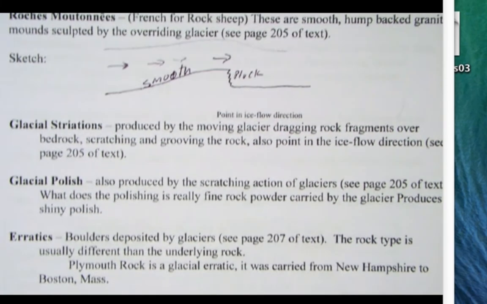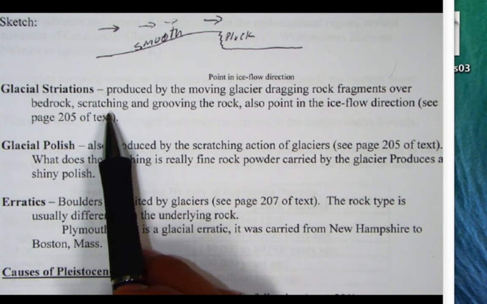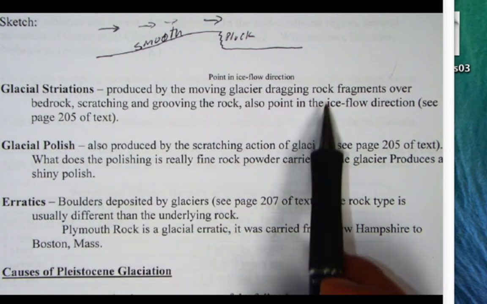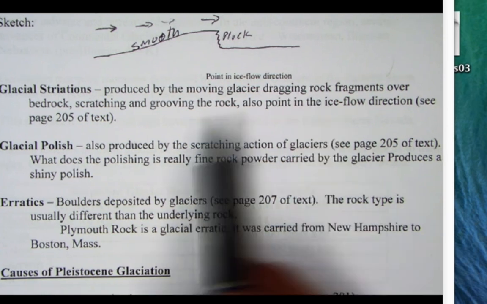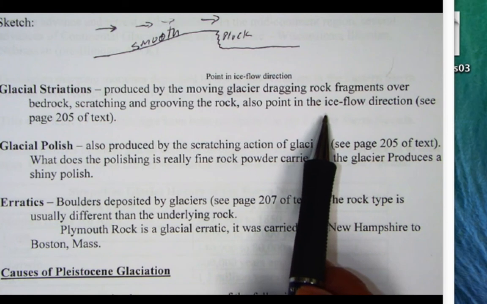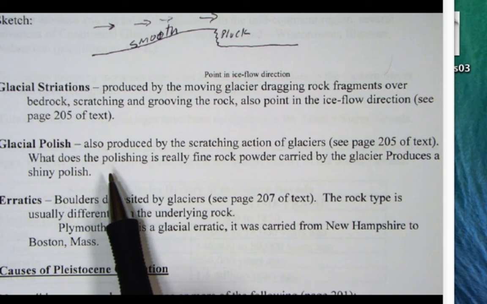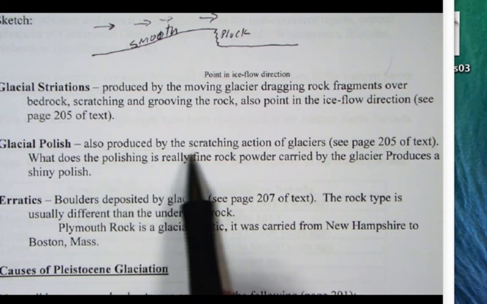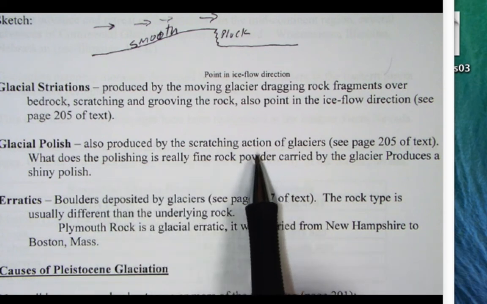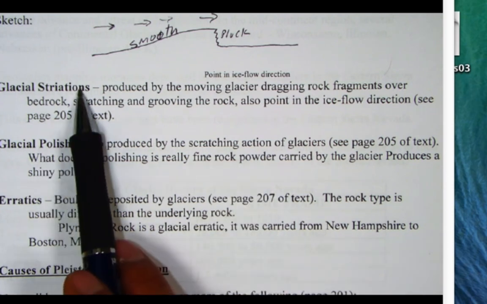Other features that are common in glaciated landscapes include the striations, produced by moving glaciers, and really they're dragging the rock fragments, the sand, the silt, scratching and grooving the bedrock. And they also point to the flow direction of the ice. So there's a couple of pictures of that in your textbook as well. And then glacial polish, because the rock is being ground into a fine powder. What happens, well, the scratching action of this fine material will polish the rock and make this really nice glacial polish. Where you see the scratches in the polish, those would be the striations.